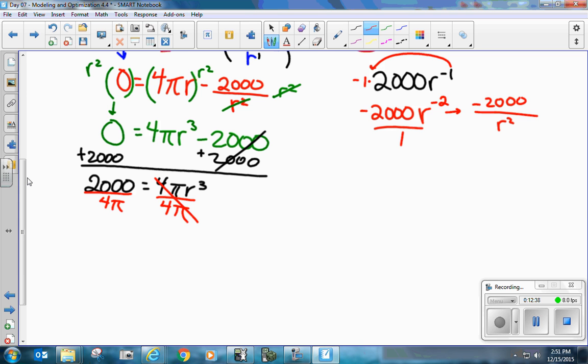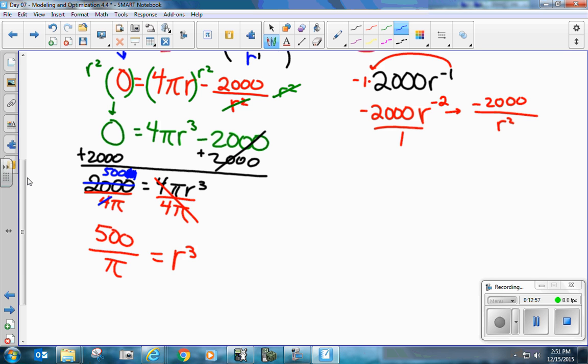So I now have 500 over pi equals r cubed. And I get 500 because 4 was in the 2,000. Oops, 500 times, not 5,000. Got zero happy there for a second.